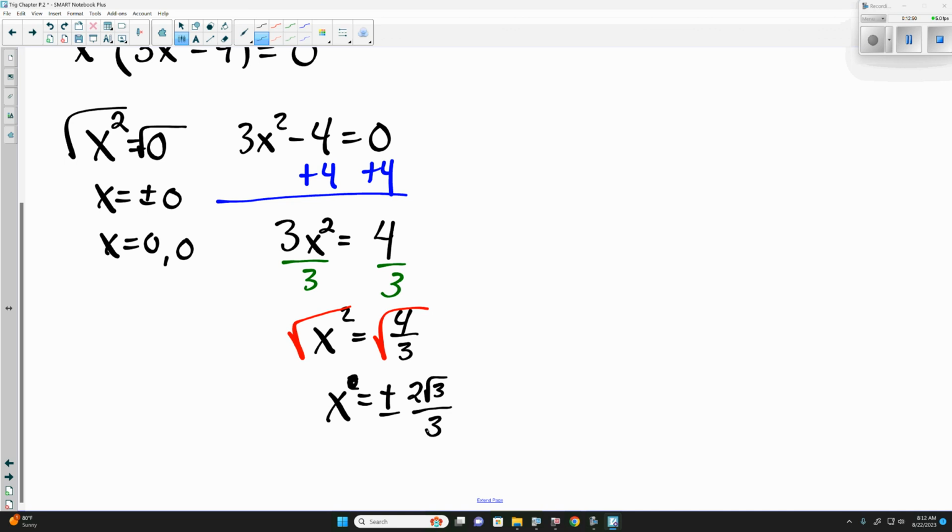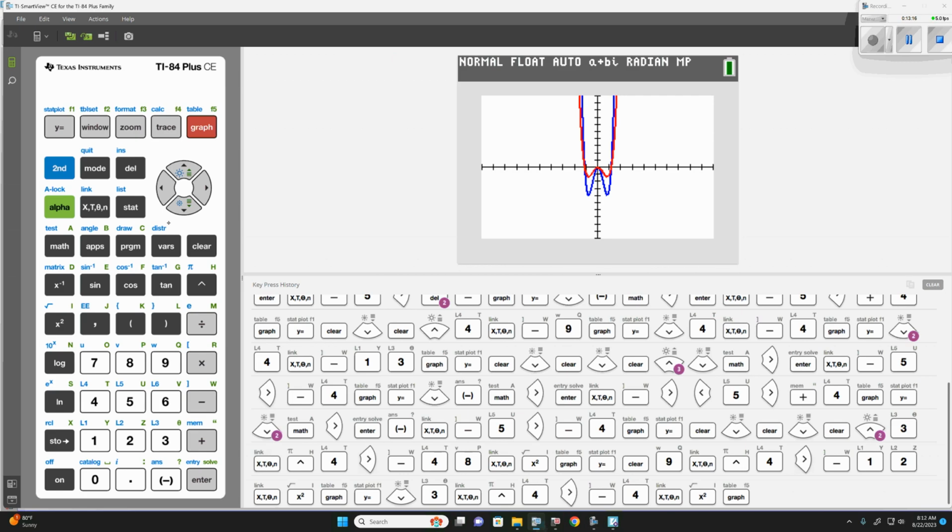So our other solution is plus or minus 2 square roots of 3/3. And these are our solutions. Questions on any of this here? Now, before we keep going on, do we have a good understanding of how to type a graph into the graphing calculator, how to get it to graph? We're good with that? Now, I did show you this last year.